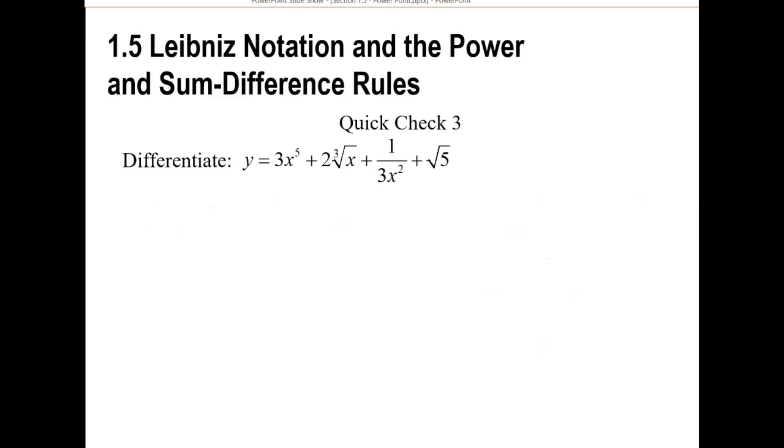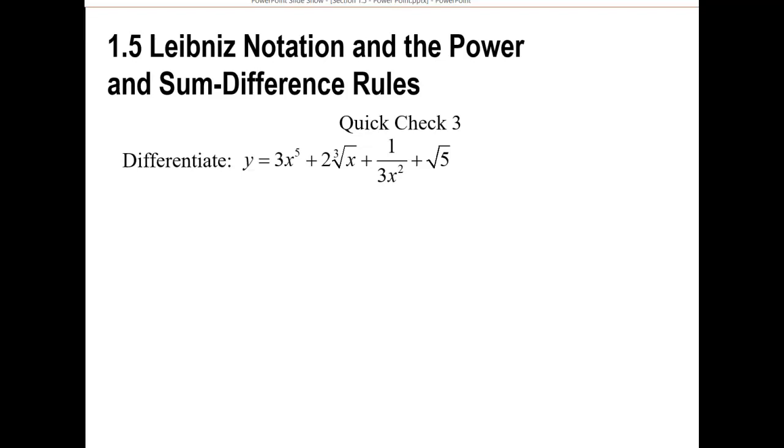All right, so let's try this one. Here you might want to pause the video and try this one on your own first, and then pick it back up and check your answer. We want to differentiate y equals 3x to the 5th plus 2 times the cubed root of x plus 1 over 3x squared plus the square root of 5.